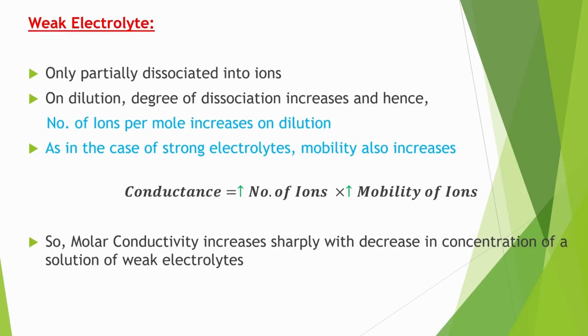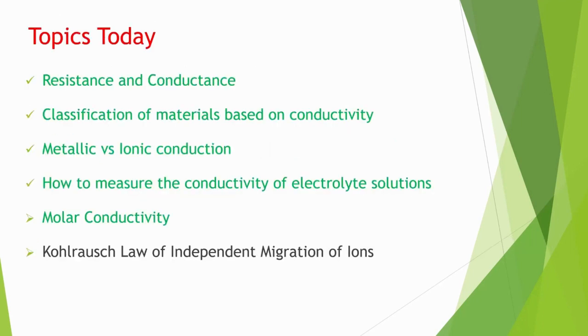As in the case of a strong electrolyte, mobility also increases. When you dilute the solution, ions can move freely. So in the case of a weak electrolyte, look at the formula. Both the number of ions per mole as well as the mobility of ions will increase when you dilute the solution. Because of this, molar conductivity increases sharply with decrease in concentration of a weak electrolyte. I hope you understood. So, molar conductivity increases on dilution, both for strong and weak electrolytes. In strong electrolytes, molar conductivity increases slowly on dilution, whereas in weak electrolytes, molar conductivity increases sharply on dilution.